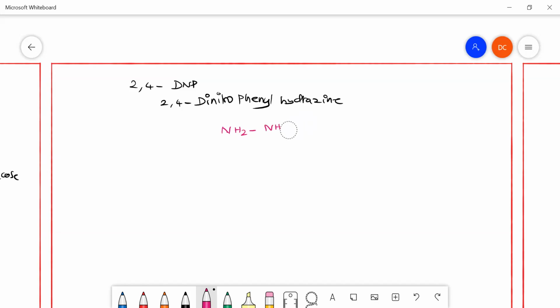In hydrazine, one of the hydrogens can be replaced by the phenyl group. That is what is called phenylhydrazine. In that phenyl group, the second position will be occupied by NO2 and the fourth position will also be occupied by NO2. This is called 2,4 DNP. It is a kind of ammonia derivative. Whenever an ammonia derivative reacts with any aldehyde or ketone, that shows a positive test. It forms its respective phenylhydrazone.